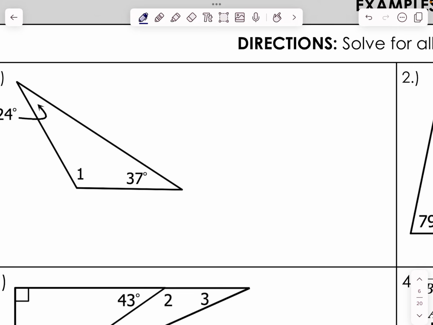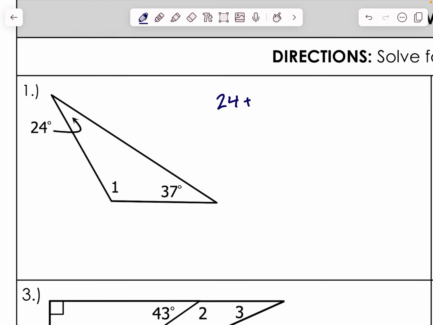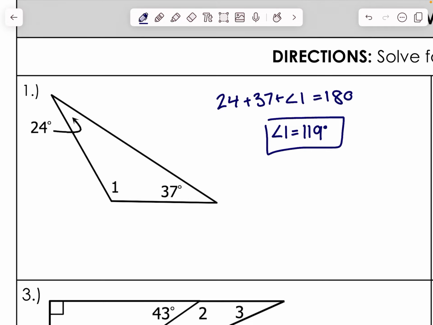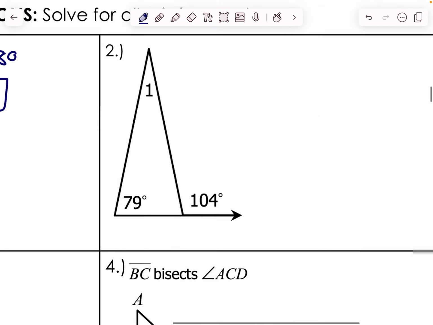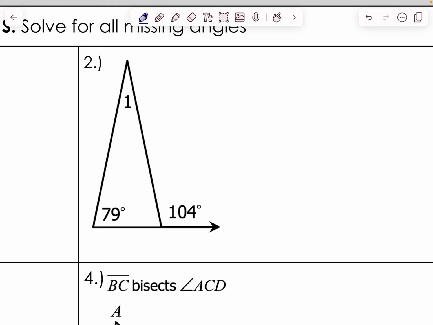So on our first example, number 1, all of these are our interior angles. So if I add all of them up, it's going to equal 180. To solve for angle 1, I add 24 and 37, subtract from 180, and that's going to get us 119. If I look at number 2, that is 104, your exterior angle. So our exterior angle is going to equal our two interior angles added together. So all I have to do is subtract 79, and I get angle 1 is equal to 25.